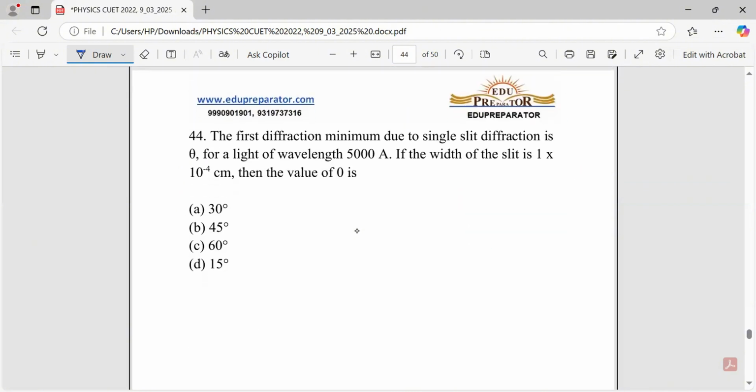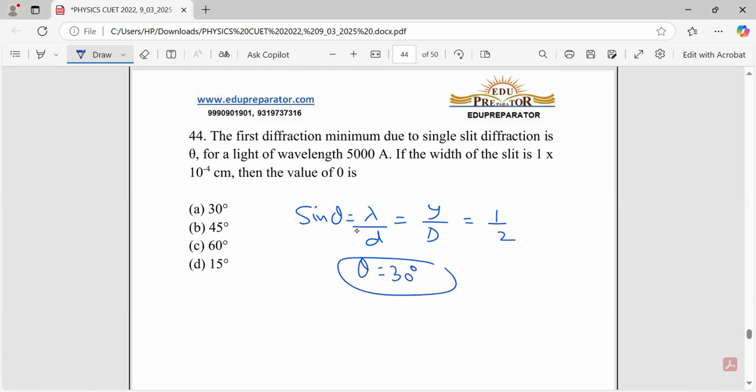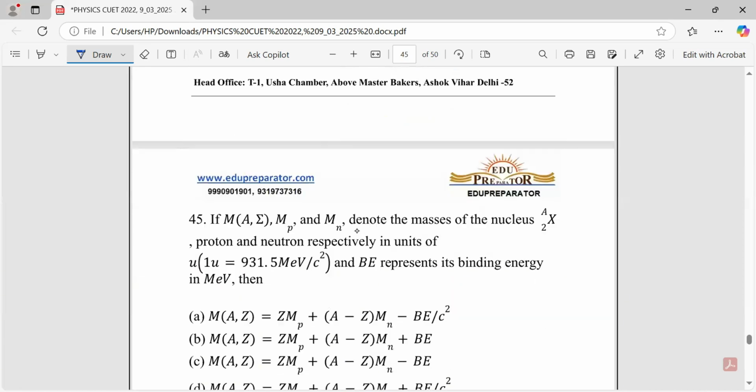Now the 44th question is involving the first diffraction minimum. We know the formula: sin theta is equal to lambda by small d, and that is equal to y by capital D. Now y by capital D, as can be seen, is equal to 1 by 2. So theta comes to be 30 degrees. Right? That's the application of the diffraction phenomenon.